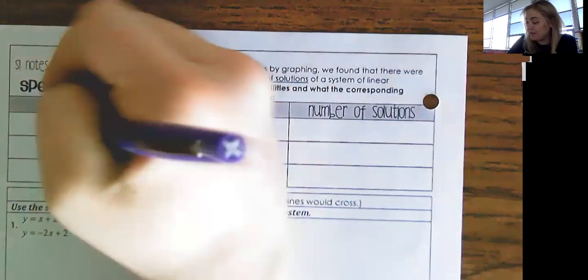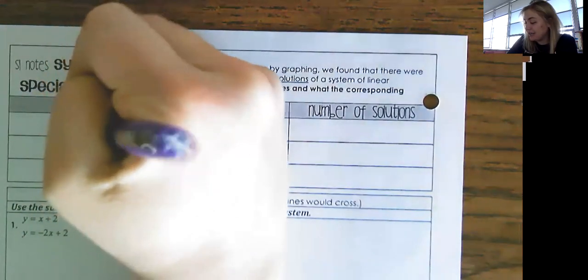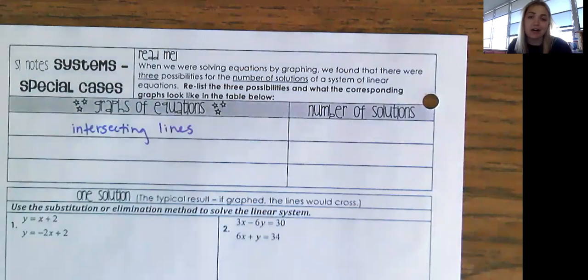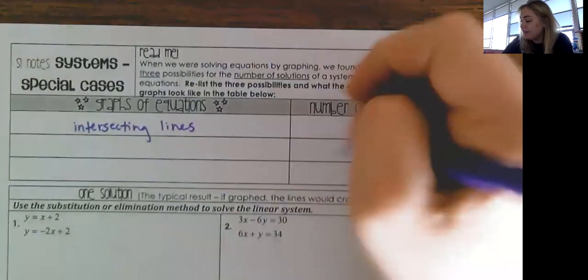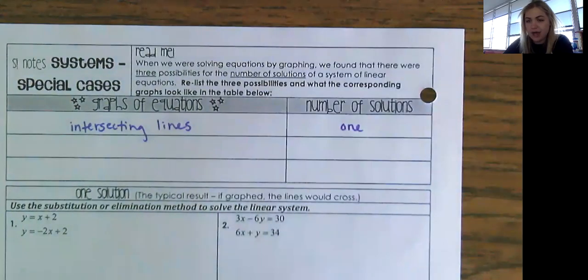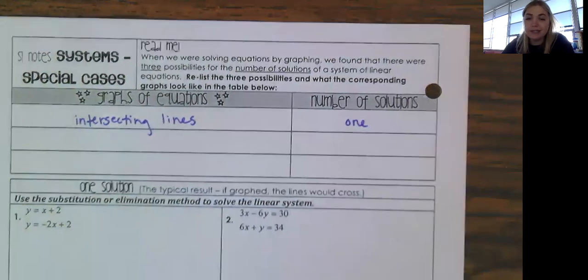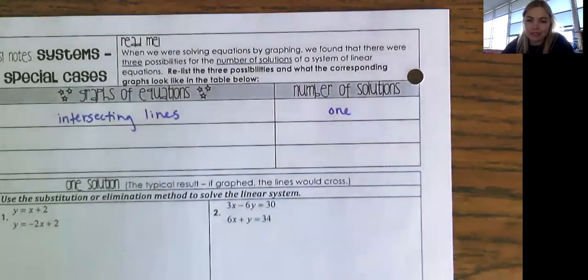We would see graphs that had intersecting lines. The word intersecting means they cross. So when 2 lines crossed, there was 1 solution. And we would always list it as an ordered pair. We'd say like 1, 2 or 0, 0. Wherever they crossed, that was the solution.